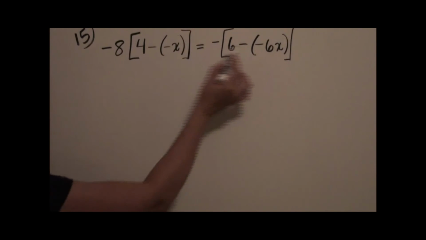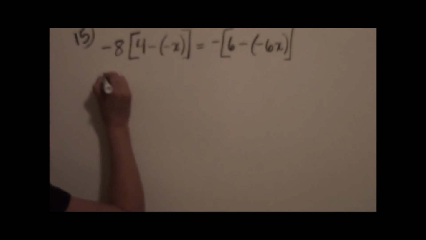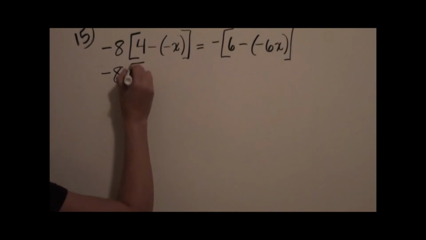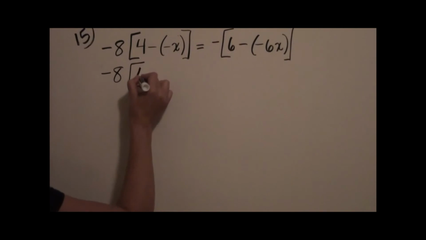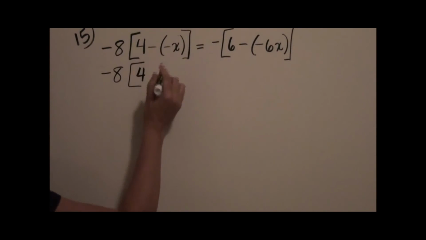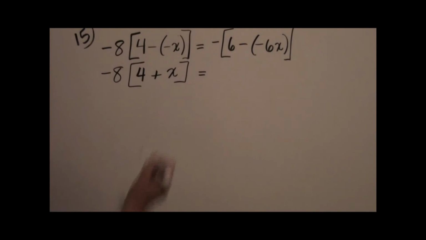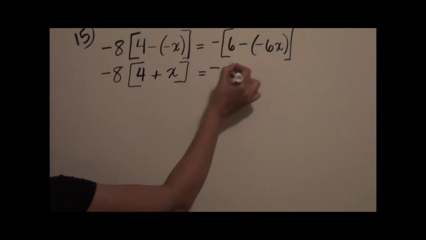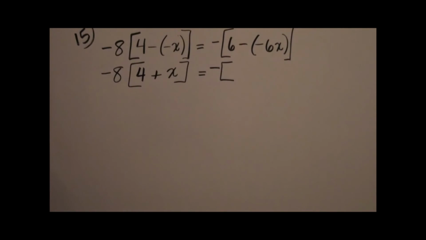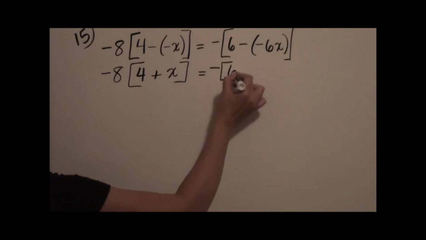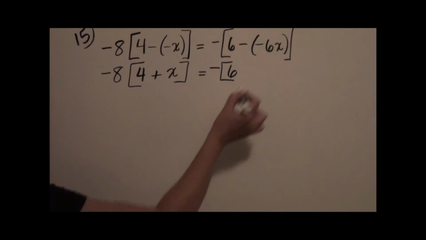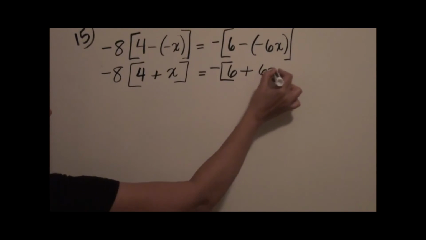The parentheses inside are just separating the subtraction sign from the negative sign. So the first thing we want to start with is changing that subtraction to addition. We want to leave everything else the same. So I leave my negative 8, I leave my bracket, I say 4 minus a minus x would be 4 plus a positive x. I leave the negative on the outside of my bracket on the right side. 6 minus a negative 6x would be 6 plus a positive 6x.